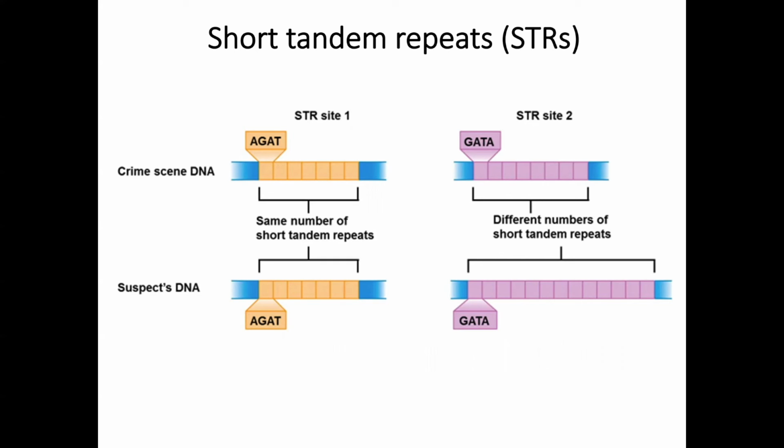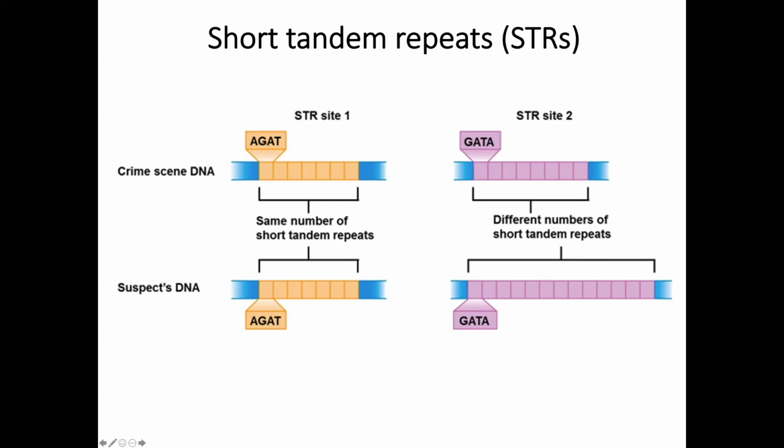These are the 2 DNA samples. One was collected from the crime scene, and the other one was collected from a suspect. Let's see if the suspect is the bad guy. Analysis on 2 different STR sites was done. In STR site 1, the STR sequence is AGAT, and the number of STR repeats is the same between these 2 DNA samples from the crime scene and the suspect. They both have 7 repeats.